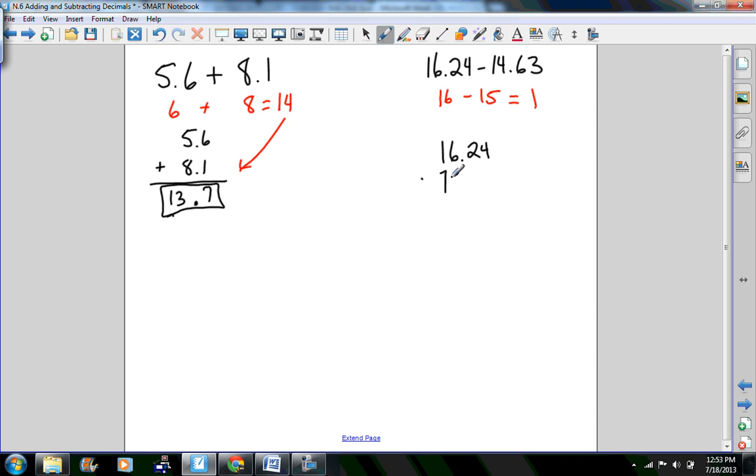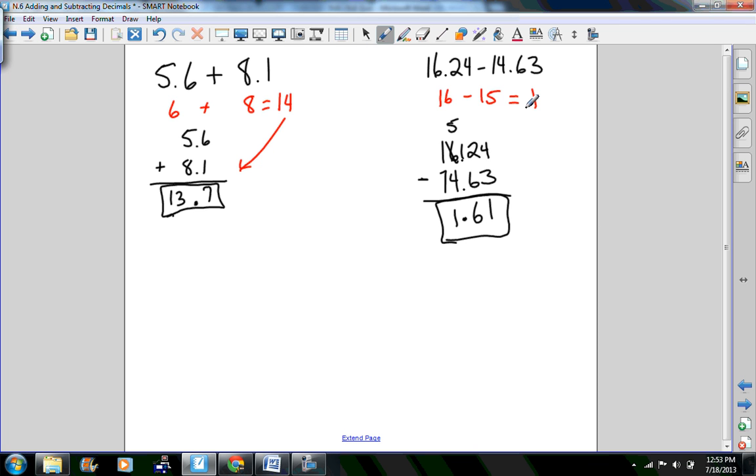16.24 minus 14.63. And we're going to drag that decimal down. Okay. And now we're just going to do the problem just like we've always done. 4 minus 3 is 1. We need to borrow. So this becomes 6. 5 minus 4 is 1. 1 minus 1 is 0, so we can ignore it. So our answer is 1.61, which is very close to 1. So that's how that works.